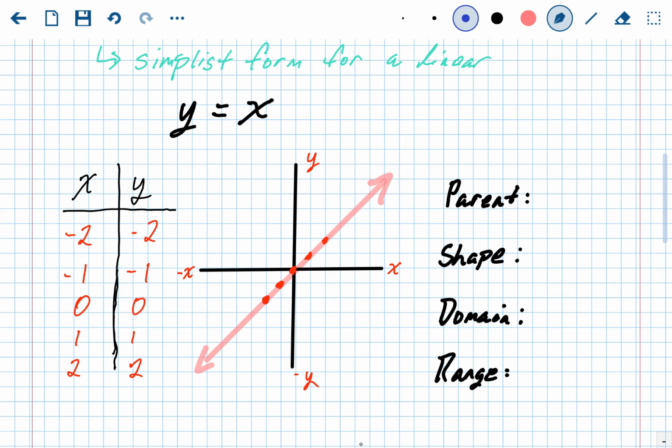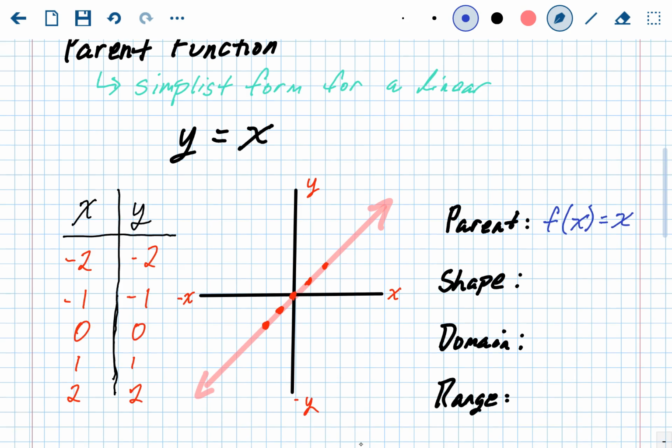Alright, the parent function in function notation, because remember function notation is a little different than y equals form. Function notation will be f of x equals x. Remember y and f of x are interchangeable. So y equals x, f of x equals x. It's the same equation, just in function notation. The shape, we already mentioned the shape. Linear functions, linear equations form a line, or a straight line, but all lines are straight.